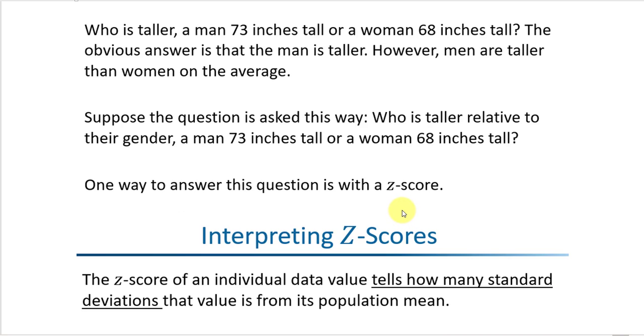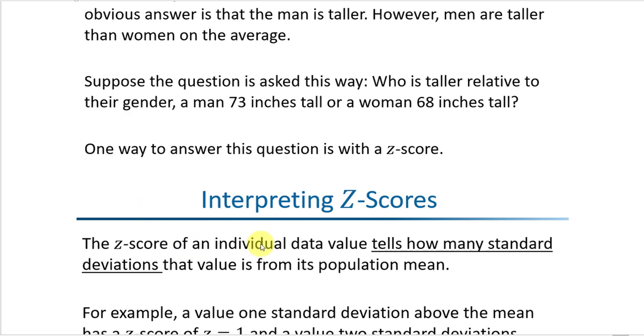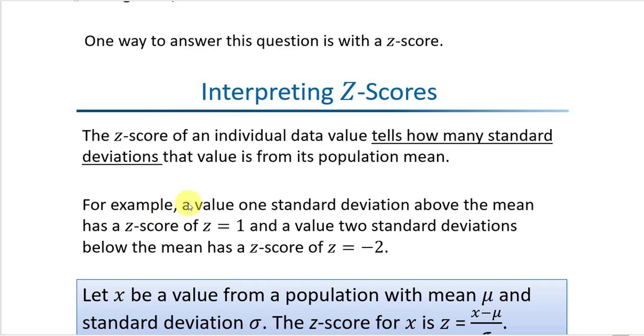So let's see what is the interpretation of the z-score. The z-score of an individual data value tells how many standard deviations that value is from its population mean. So for example, a value of one standard deviation above the mean has a z-score of z equal plus 1. So z equal 1 means one standard deviation above the mean. And a value of two standard deviations below the mean has a score of z equal -2.